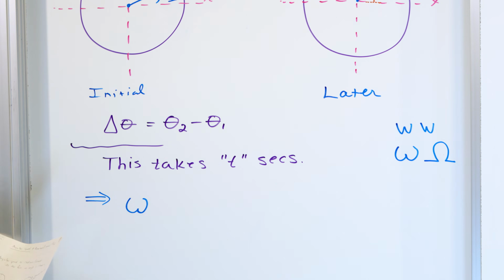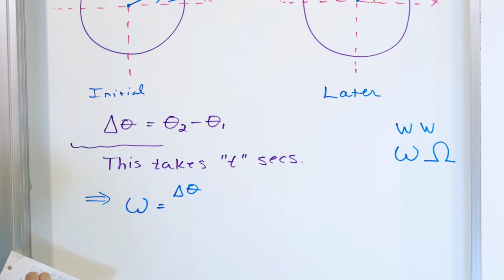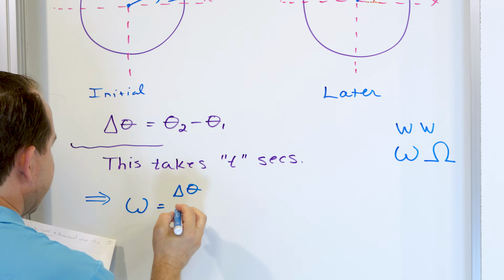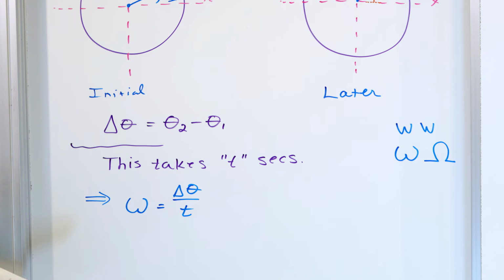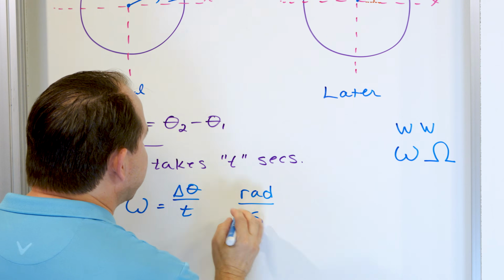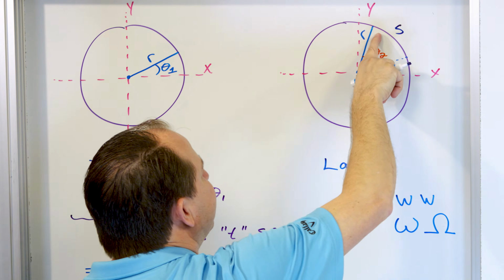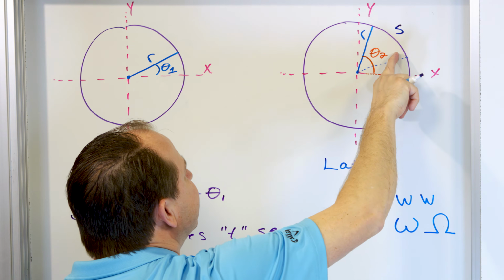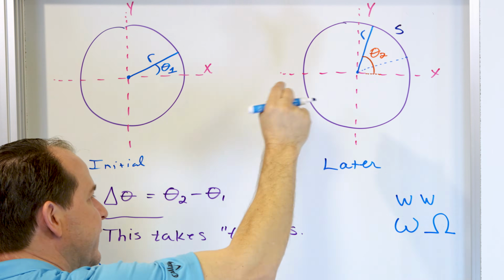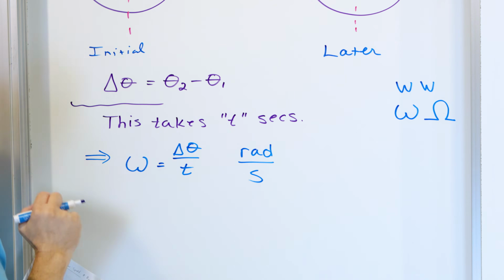That is lowercase omega. It is the angle that you swept through from the initial to the final state, divided by however many seconds that took. And the unit you get is radians per second, because on the top, when you subtract the angles, theta 2 minus theta 1, you're figuring out how many radians you rotated through. So the unit is radians, and how many seconds did it take? How many radians per second did you sweep out?